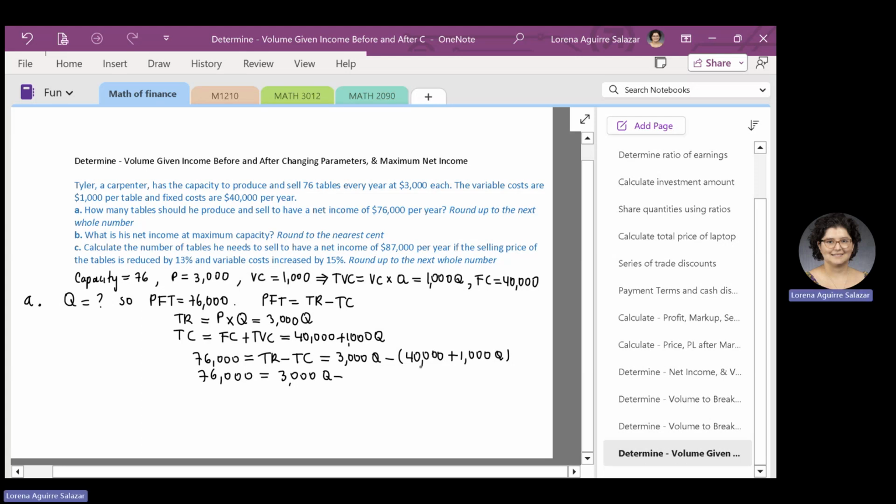We can move this minus 40,000 over to the left to get that 116,000 should be equal to 3,000 Q minus 1,000 Q, which is 2,000 Q. So Q turns out to be 116,000 divided by 2,000, and that gives us the number 58.